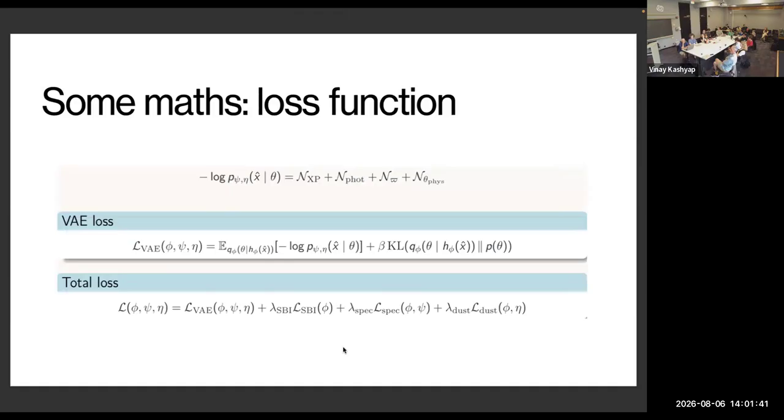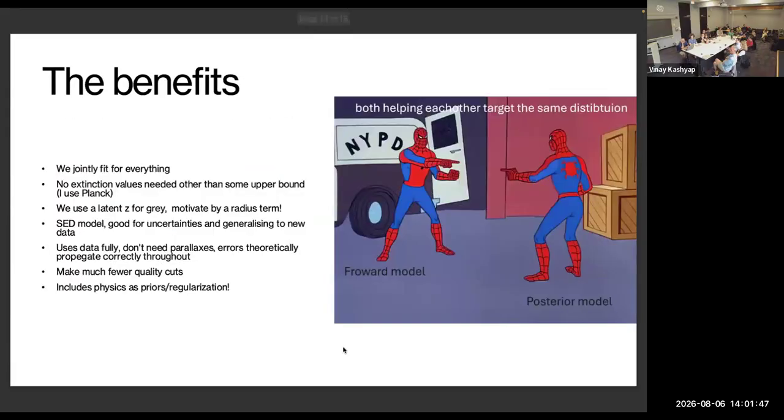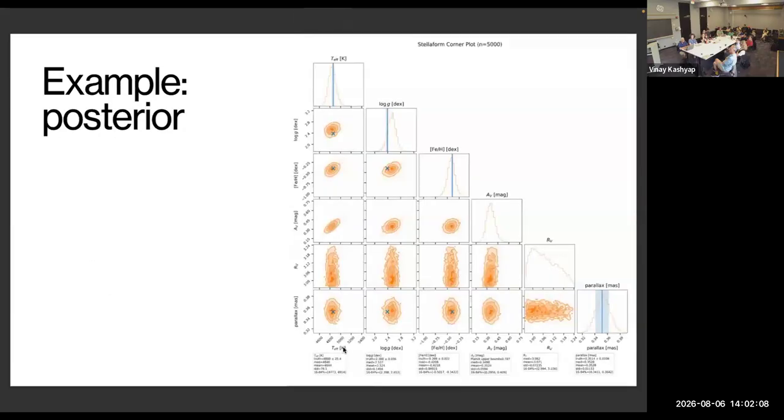So I'm still looking for the photometric points. Yeah, I've got them coming up now when we look at a point. Ultimately I like this little diagram where the forward model and the posterior model are both trying to go towards the same distribution. The idea is that they should be able to help each other. A big thing is that we just use Planck values, so it's just an upper model on what your extinction value is. But let's briefly look back at that posterior.